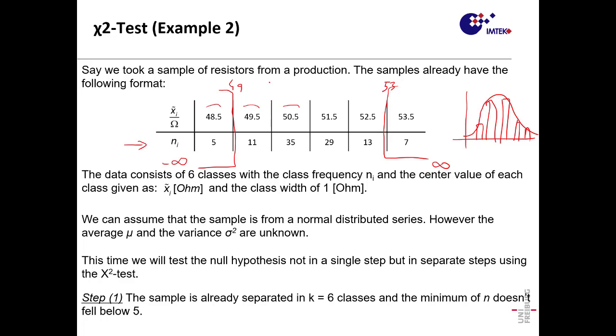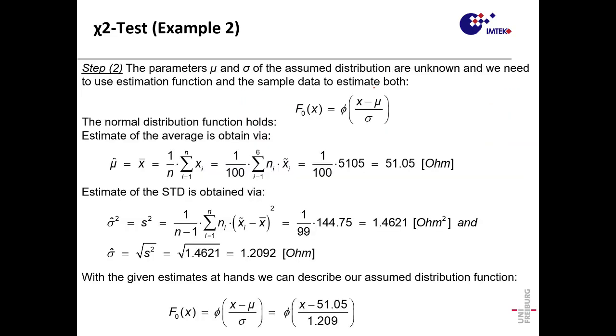Then you will have 49, 50, 51, and 52. So one class will be from minus infinity to 49, the second class will go from 49 to 50, the third class from 50 to 51, and so on and so forth. That is the way that we define our classes, which are 6. And now for each class, we have to estimate the theoretical probability for that particular class. And we use our phi function for that, right? The normal function.